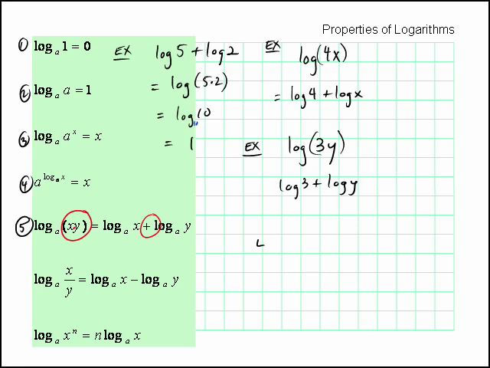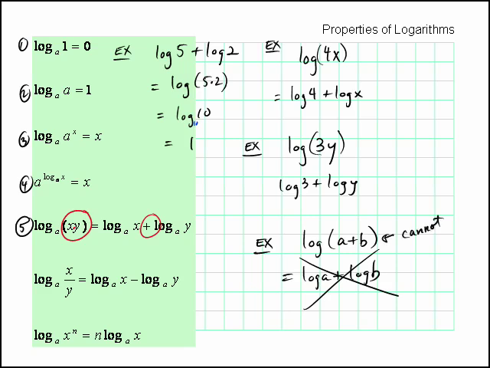And one more here. If I have the log of a plus b, a common mistake is to think that that's the log of a plus the log of b, but that's not how the rule works. This cannot be simplified. But if I have this, the log of AB, that would be log A plus log B. Okay, that's how property 5 works.